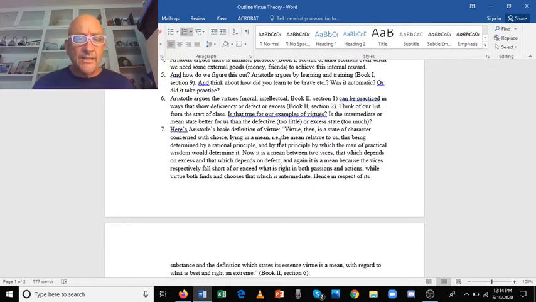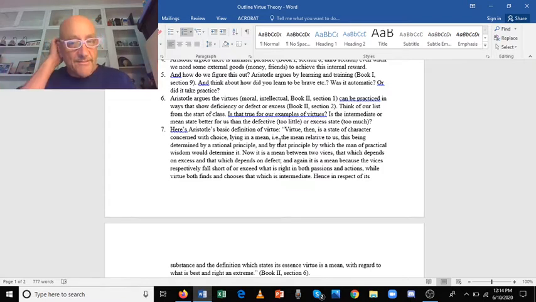This being determined by a rational principle. You've got to reason your way through this, right? This isn't caprice or arbitrary. And by a principle by which the man or woman of practical wisdom could determine it. Practical wisdom is Aristotle's answer for the everyday common sense that you would learn.